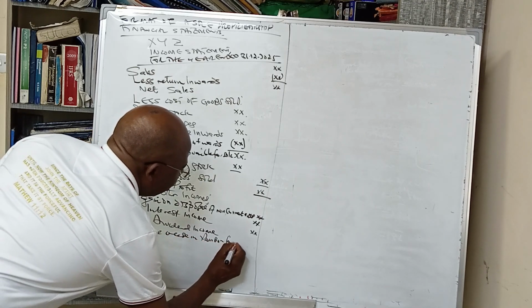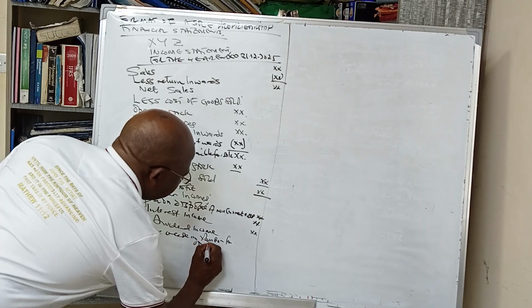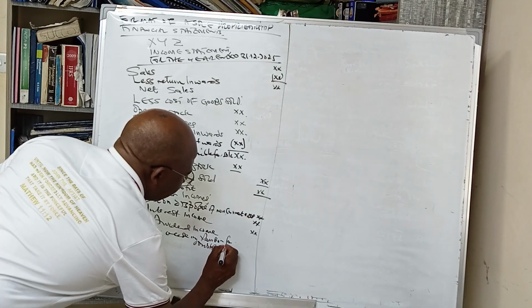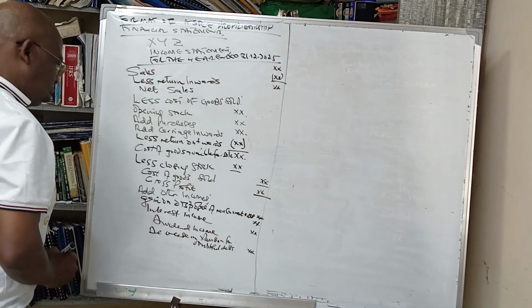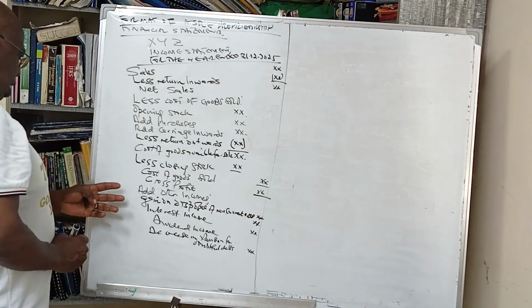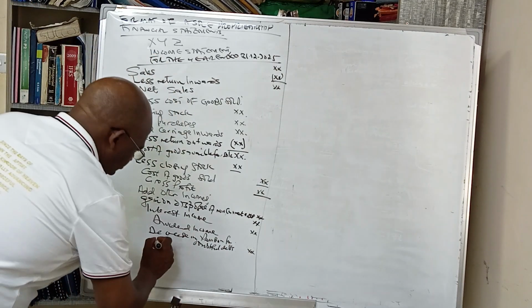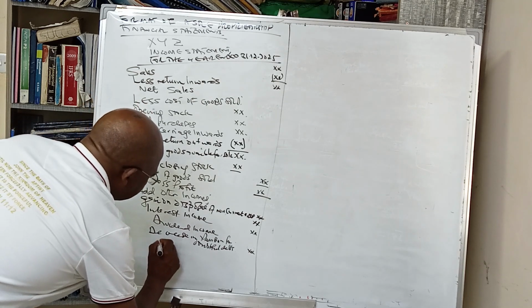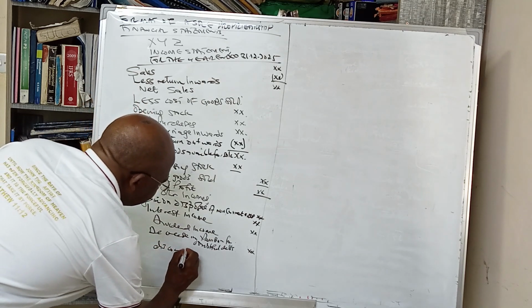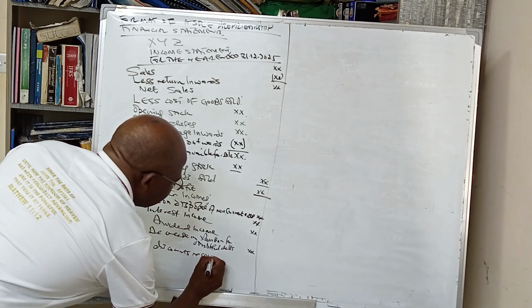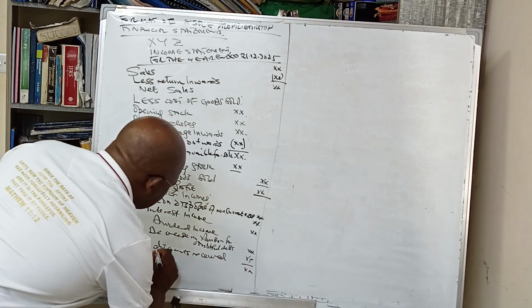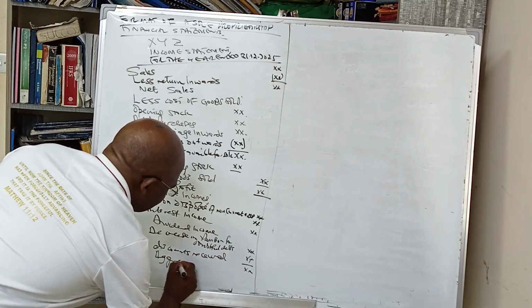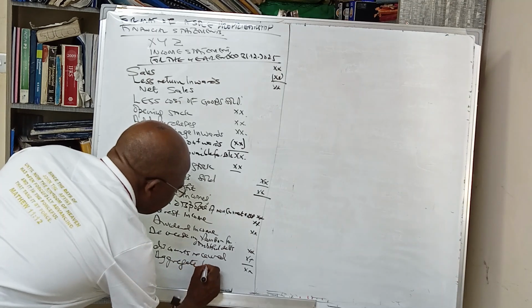Decrease in provision for doubtful debts. And then we can also have other incomes like discounts received. So we get aggregate income.